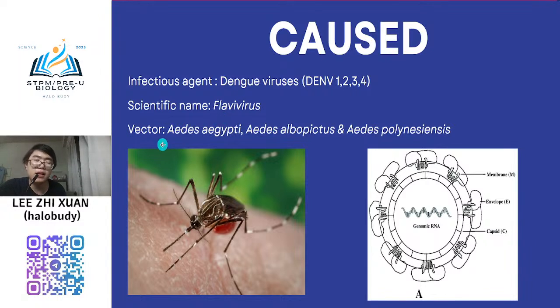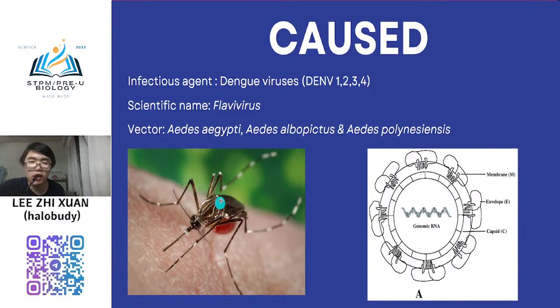Similar to the vector, so we know that the dengue is transmitted through the Aedes mosquito, right? So this Aedes is also a scientific name. So Aedes is the genus name. So there are many species. So you can see here there are three major mosquito species: Aedes aegypti, Aedes albopictus, and Aedes polynesiensis. So these are three major examples of the mosquito species.